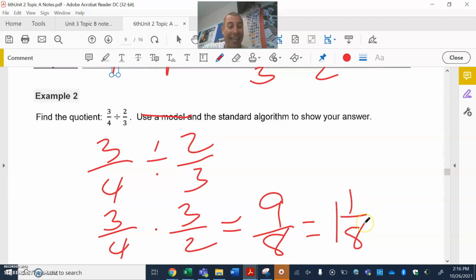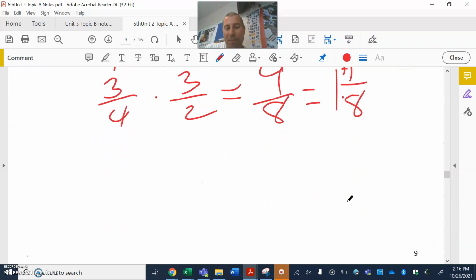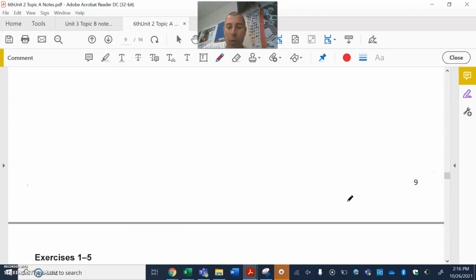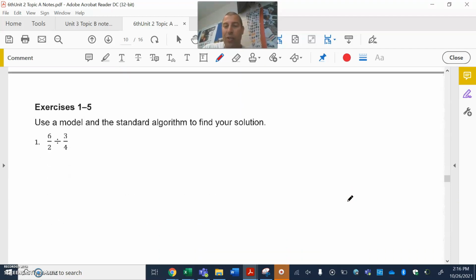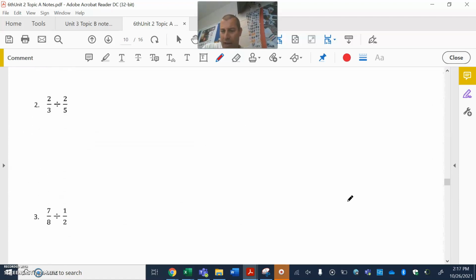I can check real quick. 8 times 1 is 8, plus the 1 is 9. It gets me back to that 9/8 we were just looking at. So technique-wise, that's what we want to get you used to. Forget the model, the standard algorithm, that's where it's at. Let's do one more, question 3.